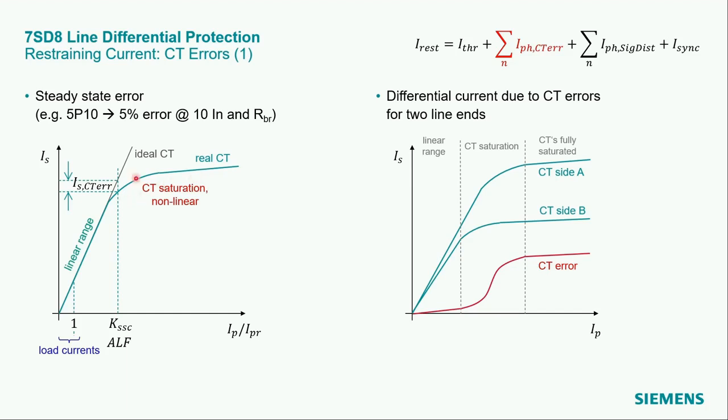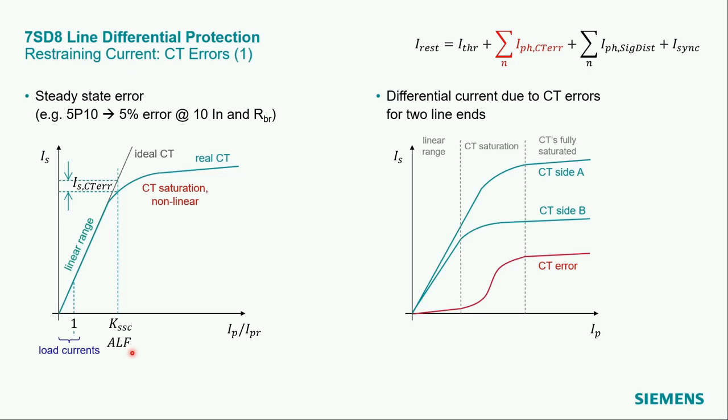The difference between the ideal CT and the real CT is a measure of the error. In the linear range, where we also find our load current, the error is very small, but increases slightly when we get closer to the ratio to the currents where we have CT saturation starting. This is defined by international standards as the factor KSSC or the accuracy limiting factor.